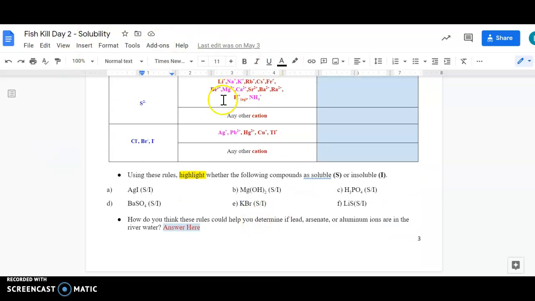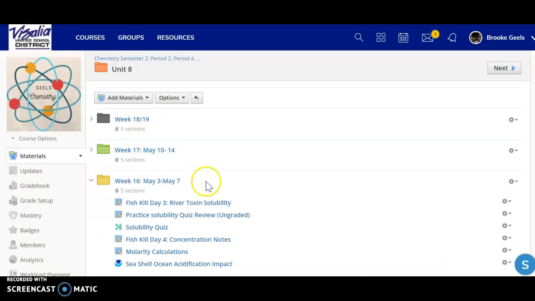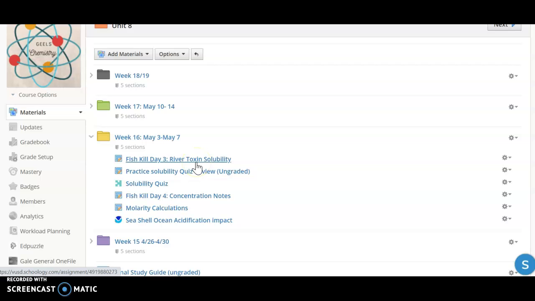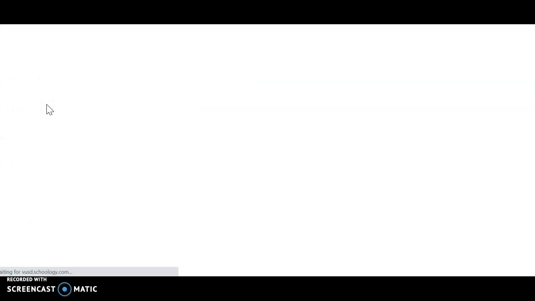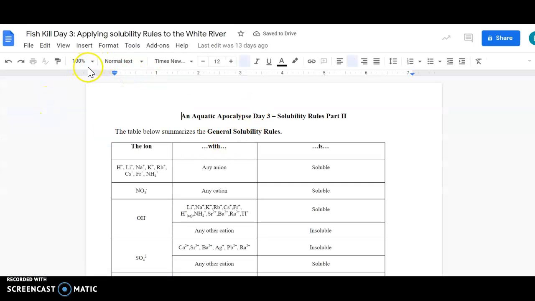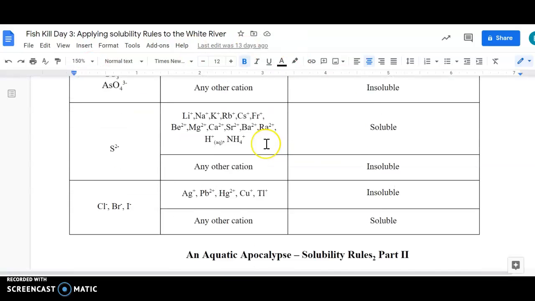And we took this and we applied it on day 3 to the fish kill itself. So we'll go to week 16, and you just go kind of day by day for evidence. Day 2 didn't have much evidence, there's some background. So we will open up day 3. And there's a lecture if you still have to finish this. Have all the fish kills finished and then work on this organizer, because it's hard to do if you don't have the information completed. So we have our general solubility rules.